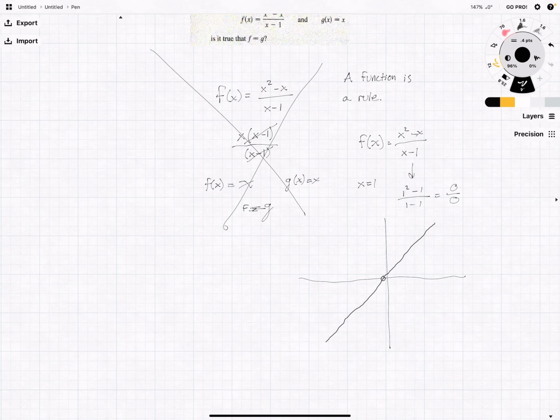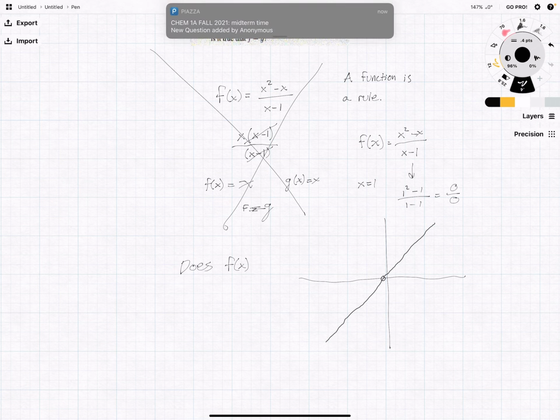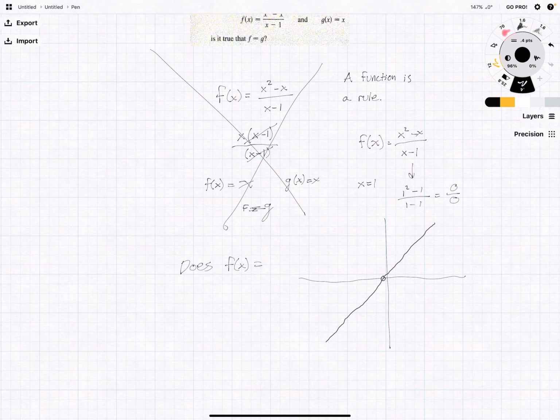So, all of that said, does f of x equal g of x? The answer, though, is no, because f does not equal g for all inputs.